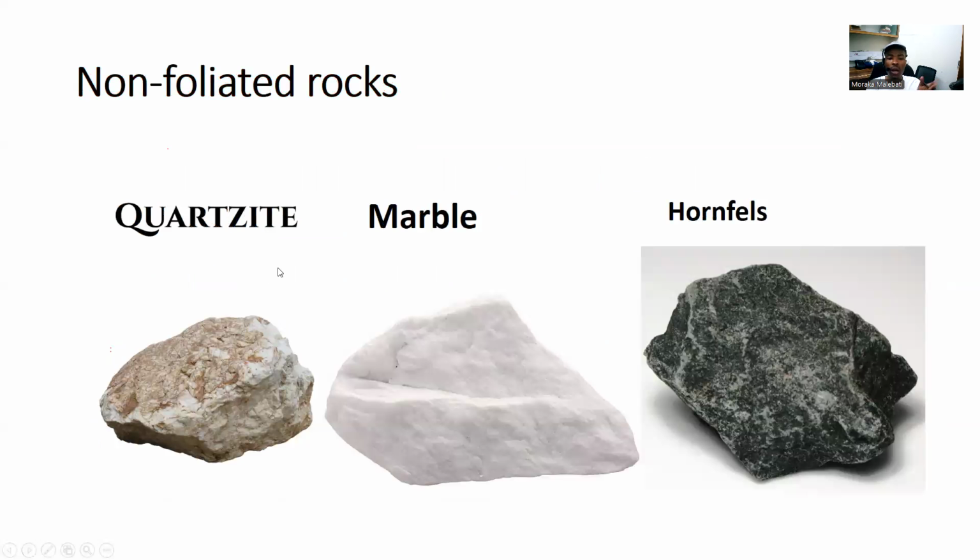So we're talking about quartzite, which is a metamorphic rock from a sandstone protolith, and then marble, which would be a rock from limestone, and this would be the hornfels, basically forming in contact metamorphism, and also the granofels.